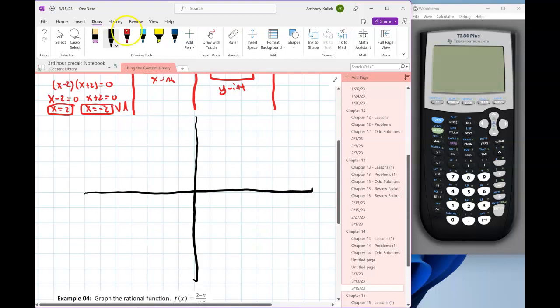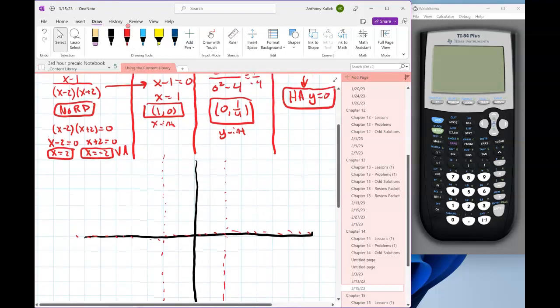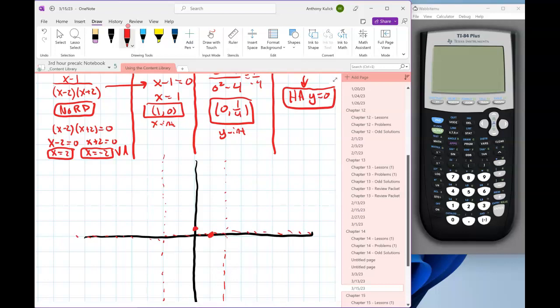All right. So I'm going to start drawing my graph now. I'm going to start by drawing in my asymptotes first. So I'll draw x equals negative 2. There's my vertical asymptote at negative 2. And then x equals positive 2. There's my vertical asymptote at positive 2. And then y equals 0. So there's my horizontal asymptote. And then I have the point (1, 0) and the point (0, 1/4). And now I need to draw in the rest of my graph.